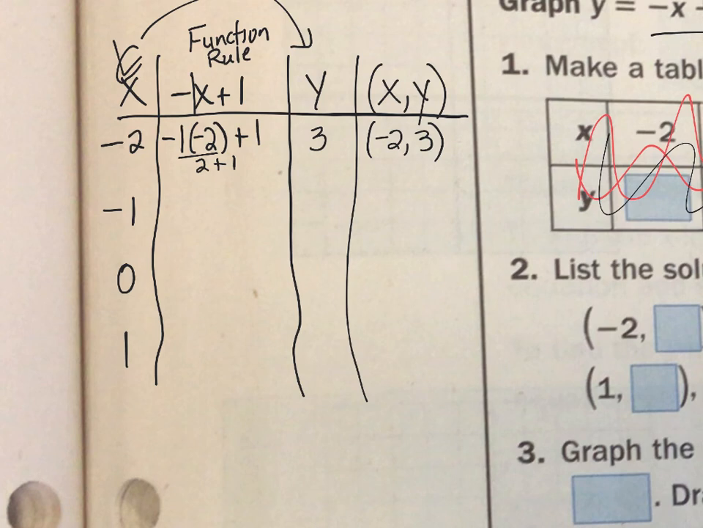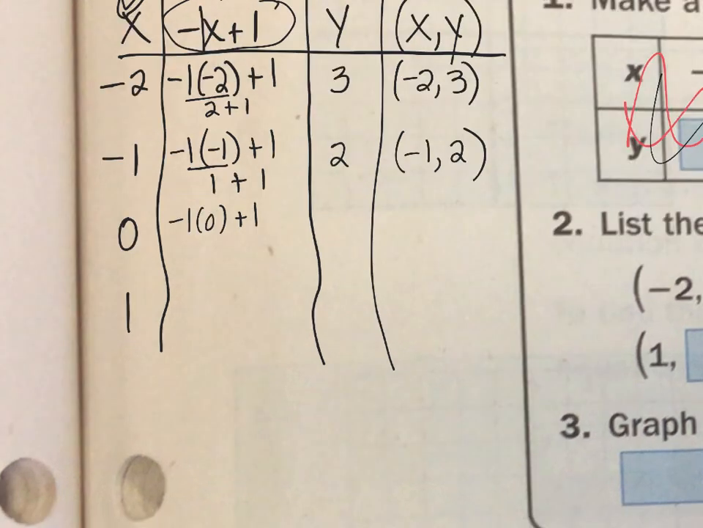Plug in -1. So I go back up to my function rule. -1 times my x, which is -1, plus 1. -1 times -1 is 1, plus 1, 2. That gives me the ordered pair: -1 I plugged in and I got 2 out. What do you get when you plug in 0, Jackson? Plus 1? There's your range. So what's my ordered pair? 0, 1.